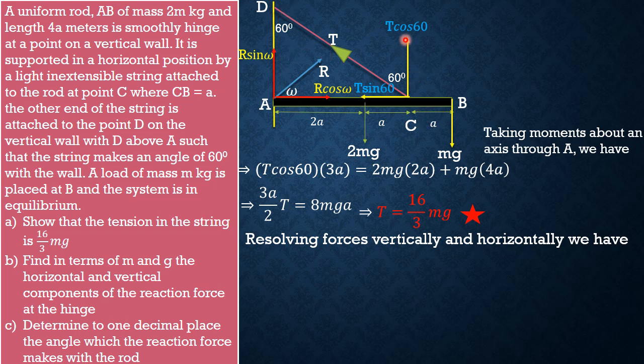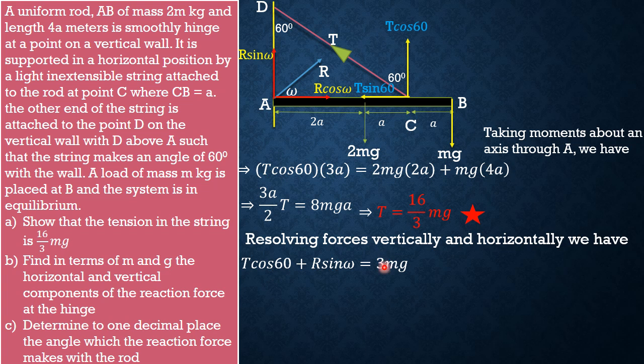Now, guys, from resolving these forces vertically, we see that we have R sin omega, whose vector points upward, and T cos 60, whose vector points upward. So we are going to sum up these two forces. That has to be equal to the weight of the bar plus the weight of the particle that was placed at B. Good. So by so doing, guys, we are going to have T cos 60 plus R sin omega, which is the same as the sum of these two weights.